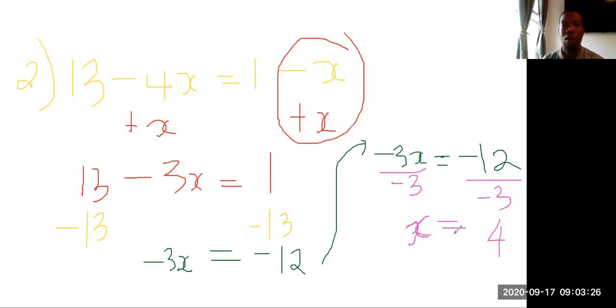That's it for how we solve a multiple step equation with variables on both sides. If you have any questions, let me know.